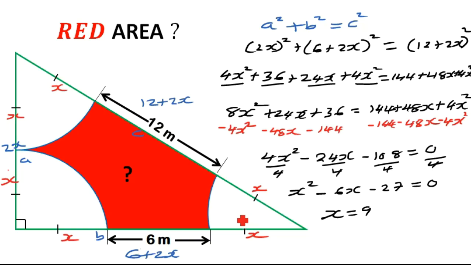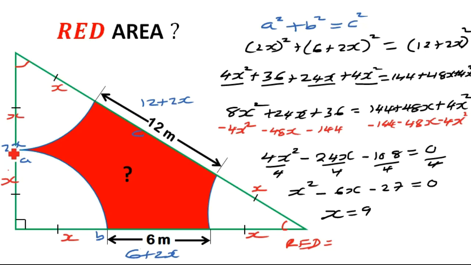three sectors. Now remember, the sum of angles in a triangle adds up to 180 degrees. So if this angle is 90 degrees, this angle of 90 degrees plus this angle will give us a total of 180 degrees, meaning that when you add these three portions of a circle, they form a semicircle. So the red area will be the area of the triangle, which is a half base times height.